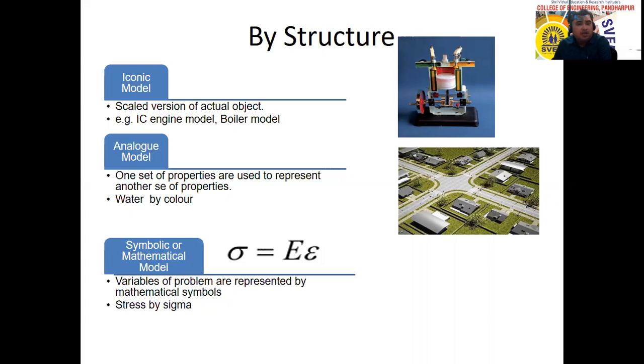One set of properties is used to represent another set of properties. Here we are not required to test all the particular things. Just by looking at one set of properties, we are representing another set of properties. For example, water by color. So how can you say water by color?